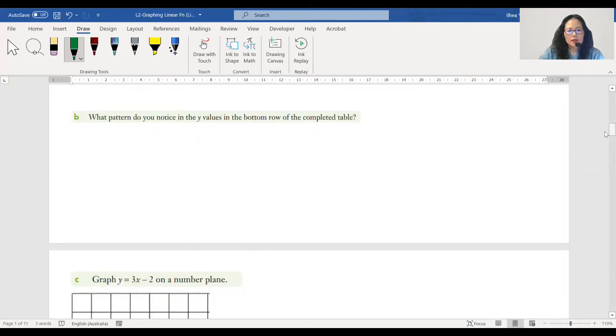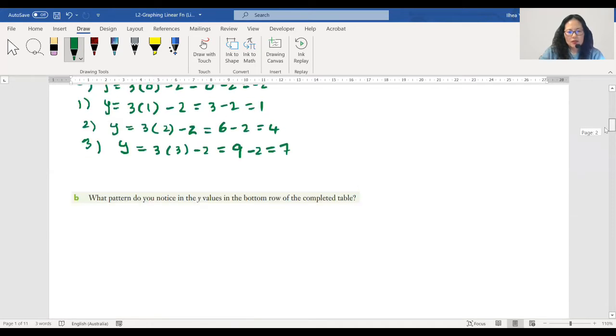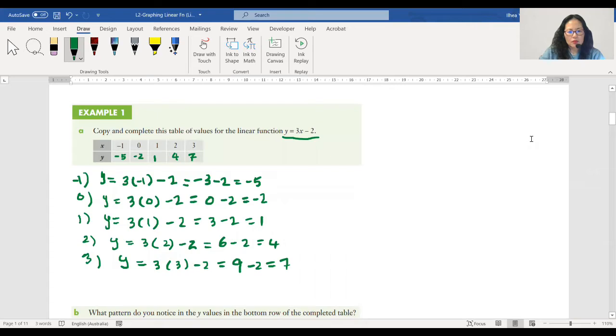Okay, so now part B. What pattern do you notice in the y values in the bottom row of the completed table? So I'm looking at these ones. What happens from here to here, here to here, here to here? That's what part B is asking. What pattern can you see with the y values? With the negatives, it's a bit hard to tell, but if you look at the positive values, 1 becomes 4, 4 becomes 7. It looks like it's going up by 3, isn't it? So up by 3.